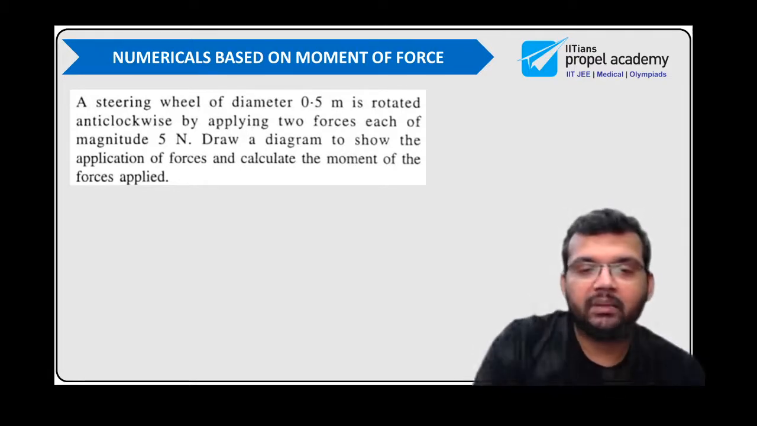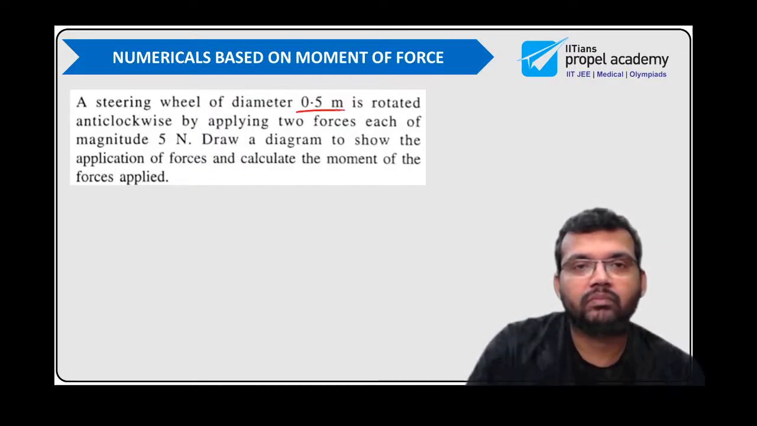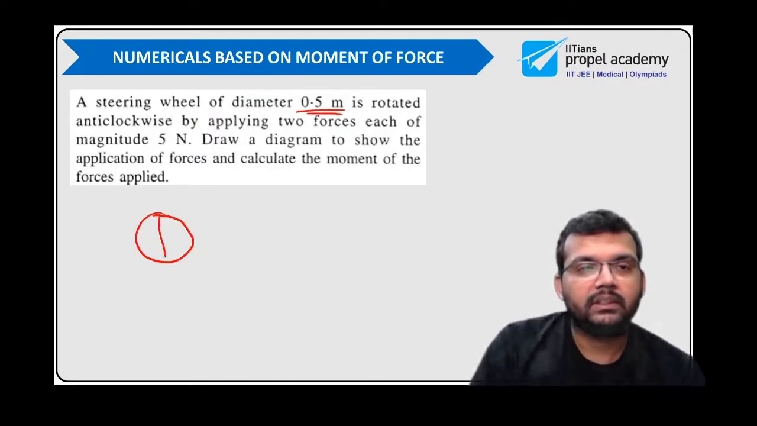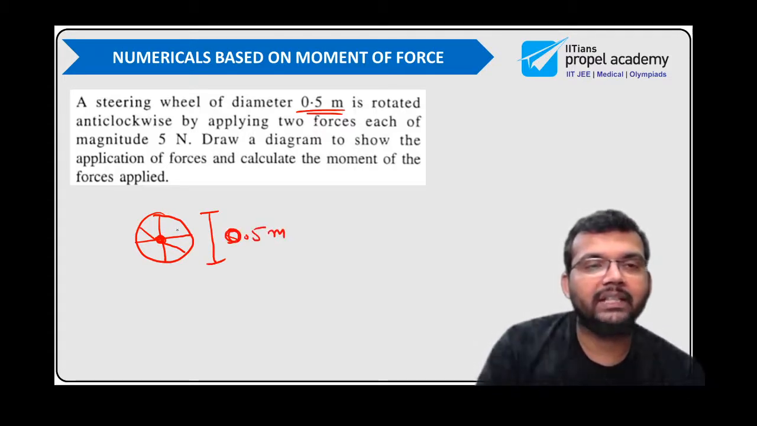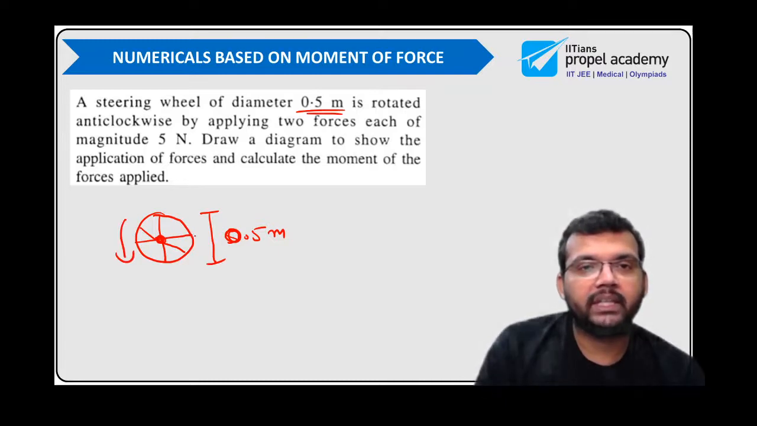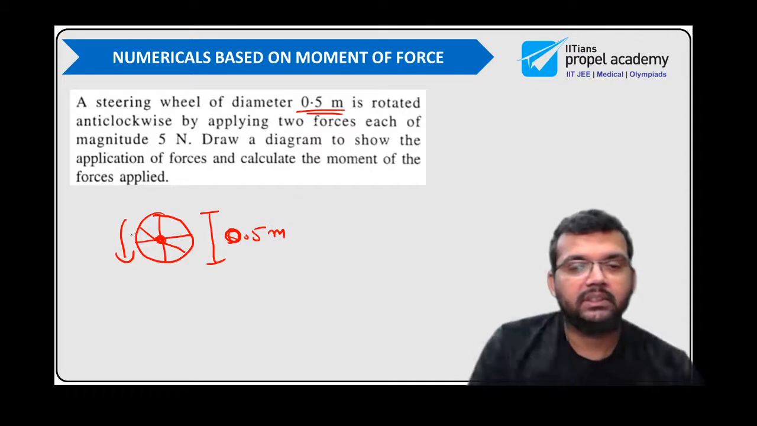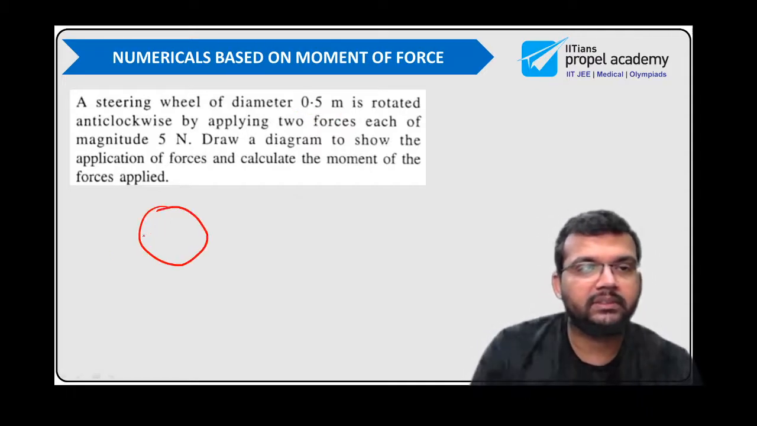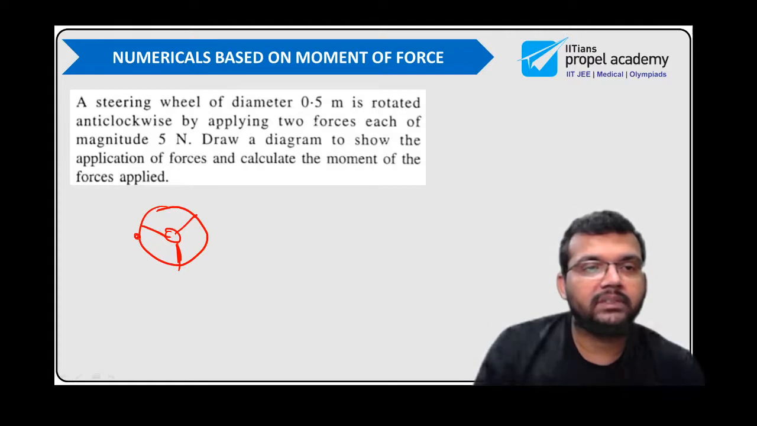A steering wheel of diameter 0.5 meter. A steering wheel, let's say a wheel like this, diameter, this total gap is 0.5 meter, is rotated anti-clockwise, something like that, by applying two forces each of magnitude 5 newton. So what I'll do is I'll redraw this. So let's say the wheel is like this, and two forces each of magnitude 5 newton. How is this rotating? Anti-clockwise rotation. So this is how it's rotating, which means the force should act like this. Then only you have anti-clockwise.